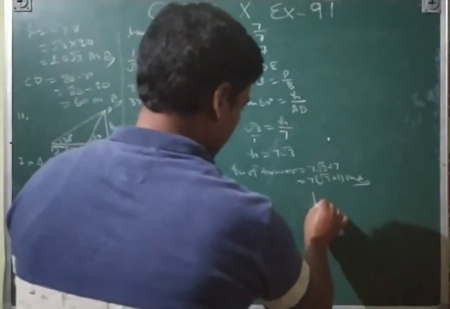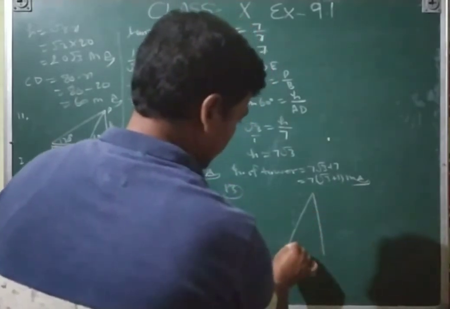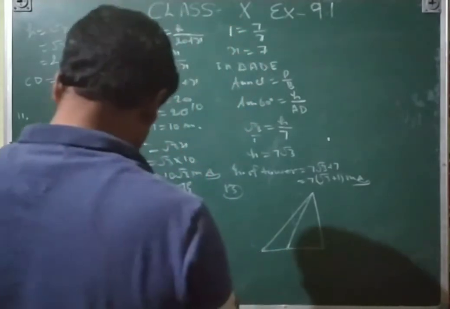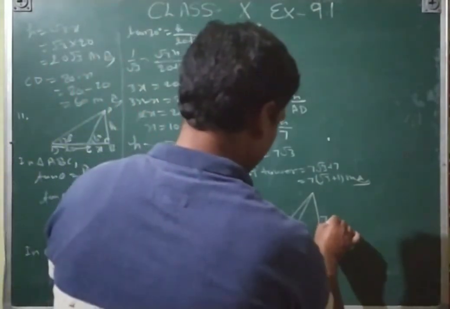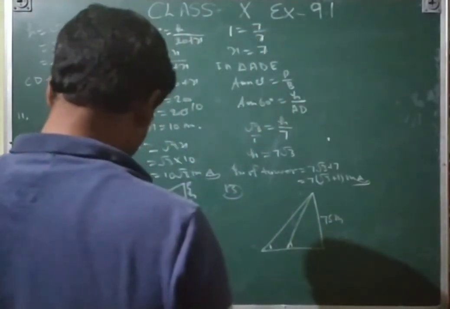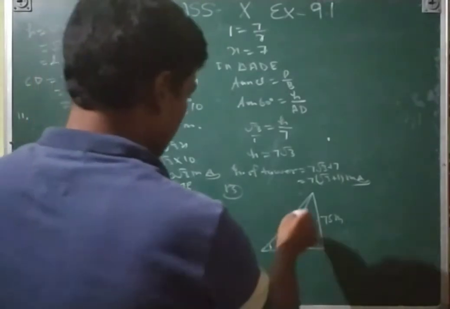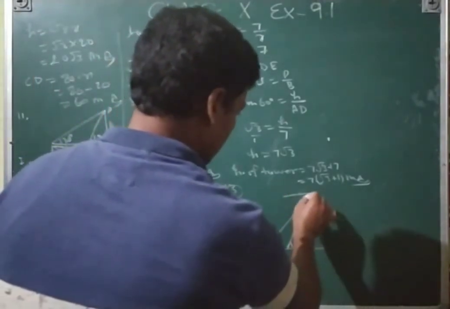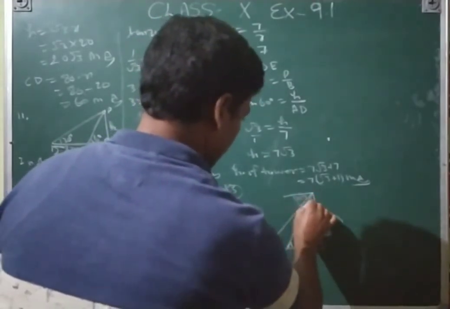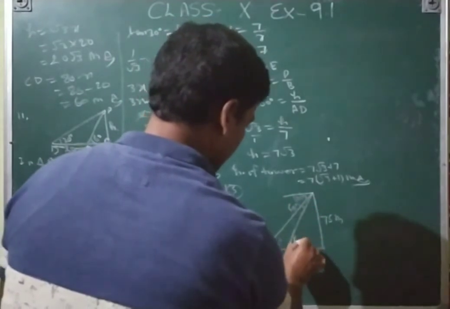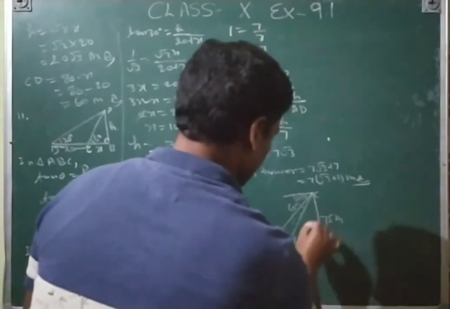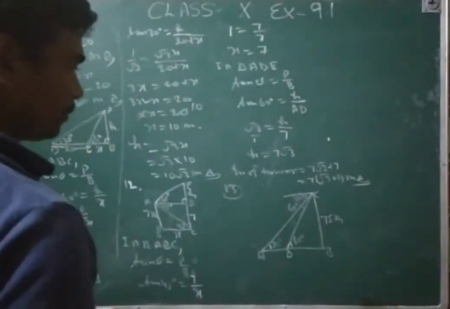For the 13th question, this is the lighthouse, this is the first ship, this is the second ship. The height is 75 meters. The first angle is the depression angle, this one. This is 30 degrees, so this will also be 30 degrees by alternate angles. If this angle is 60 degrees, that will be 60 degrees. So A, B, C, and that will be D.